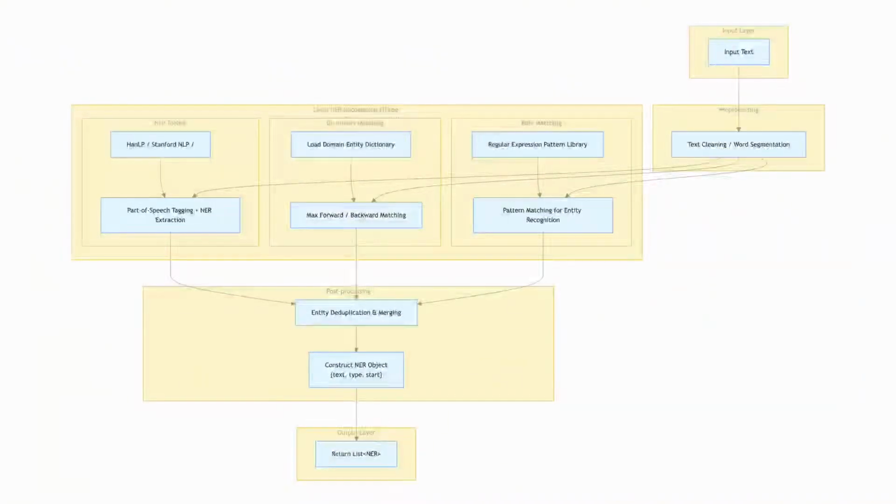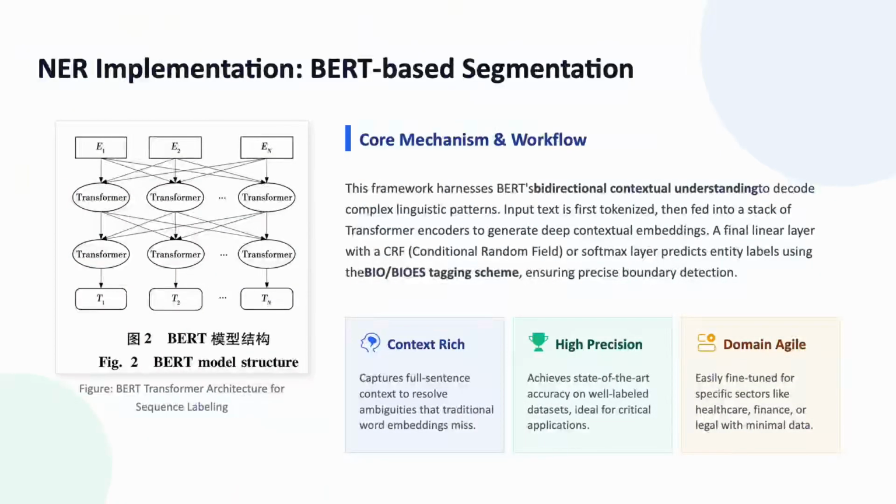Second implementation, BERT Transformer Sequence Labeling NER. The screen displays the standard stacked multi-layer transformer architecture of BERT, the foundation of this solution. Its complete execution pipeline has 4 phases. First, tokenizer preprocessing. Raw text passes through BERT WordPiece tokenization, adds special token markers, applies fixed length padding and truncation, and generates attention masks.